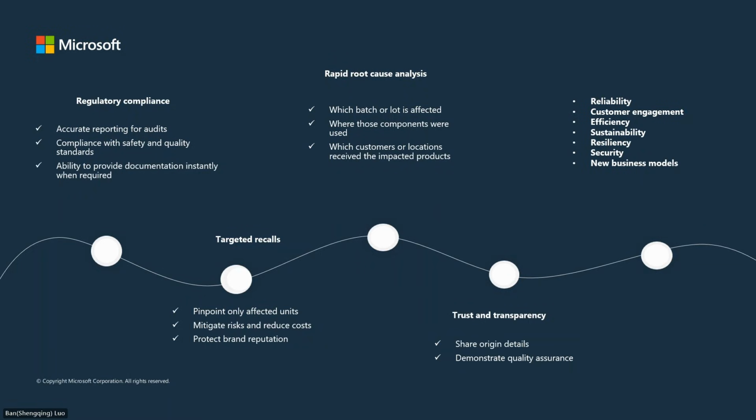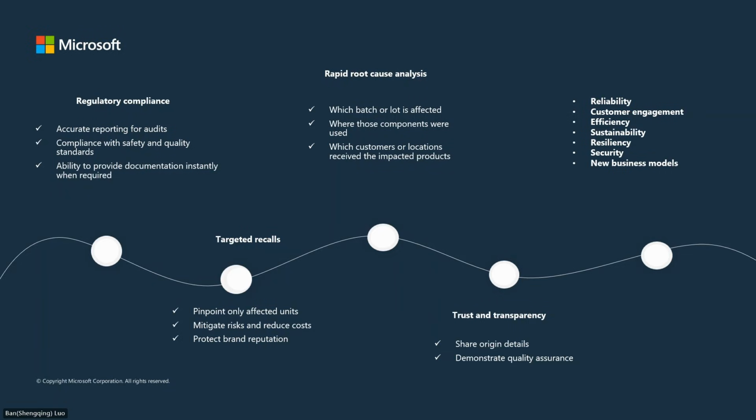So why is this important? It's important, for example, from a compliance perspective. For regulated industries, traceability enables accurate audit reporting, regulatory responses, and instant access to quality and safety information for recall purposes, for example.